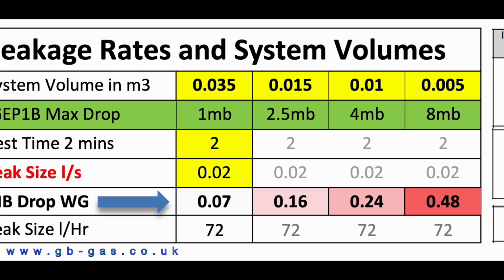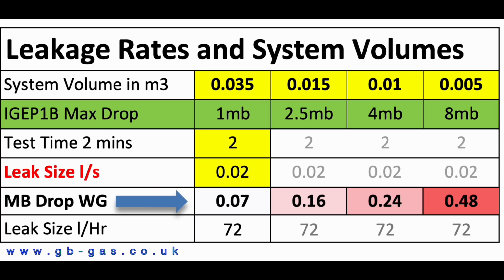However, there is a reality to all this and why IGEM has put this new system together. So along the top here, the system volume in metres cubed, you can see the 0.035, the 0.015, the 0.01 and the 0.005. And for them, their leakage rates become 1 millibar for the larger system, 2.5, 4 millibar and 8 millibar. Now our test time is 2 minutes, as you can see on the next row, and I've put a little leak in there. So my leak is 0.02 litres per second, which then equates to 72 litres per hour.